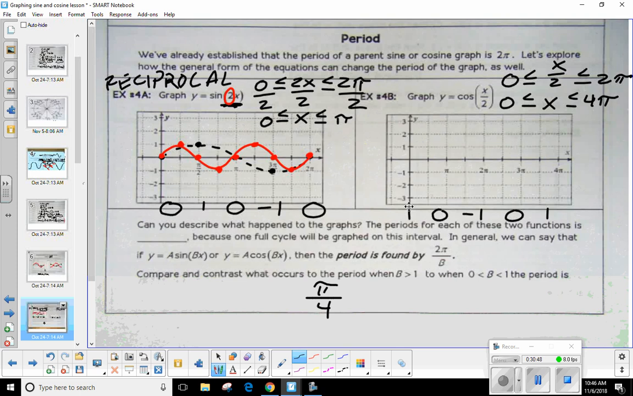Okay. Well, the lower boundary was 0, so I'm going to pair that with the very first one here. The upper boundary, I'm going to pair with the last one here.